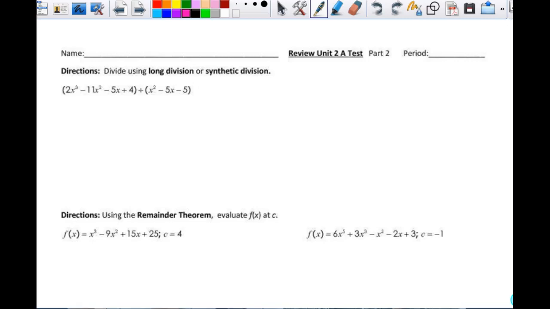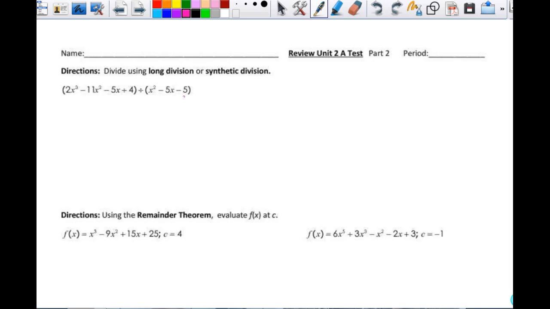All right, so here is part 2, which is really just the third page. So we're going to divide using synthetic division or long division. On this one, we don't really have a choice, right? The only way you do synthetic division is if you have a binomial with a 1. So this is 1, but this is not a binomial, so I've got to do long division here.